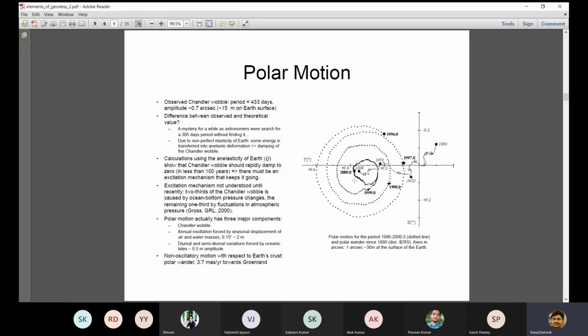which is called polar motion. So the non-auxiliary motion with respect to the Earth's crust, which is polar wander, is 3.7 milliarc second per year towards Greenland. So there is a position on the Earth's surface, Greenland. You can search where Greenland is. So the x-axis is coming out on. Let me just see where Greenland is.